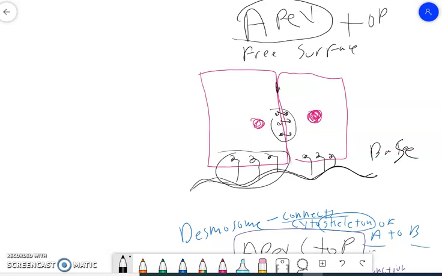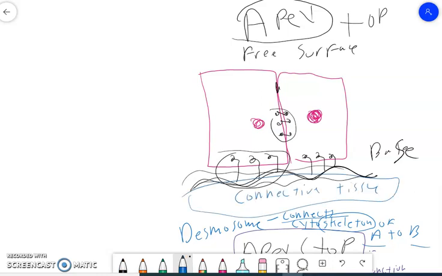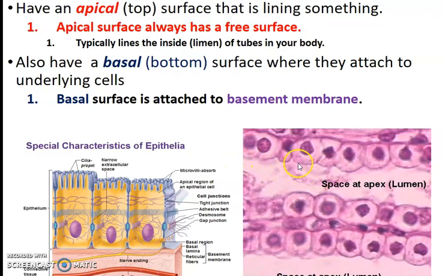Epithelial tissues are connected to mostly elastic tissue. There's some collagen fiber in there too. And then you have some sort of proper connective tissue underneath. So polarity means there's opposite sides. There's a top and a bottom, or the base. So that's what polarity means. So cells are going to have an apex. This is the apex right here.